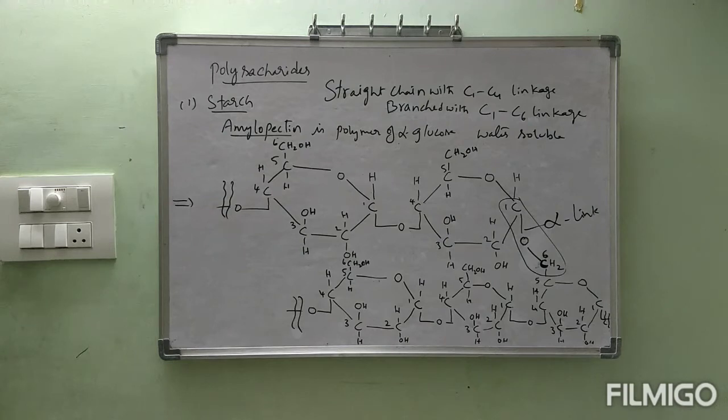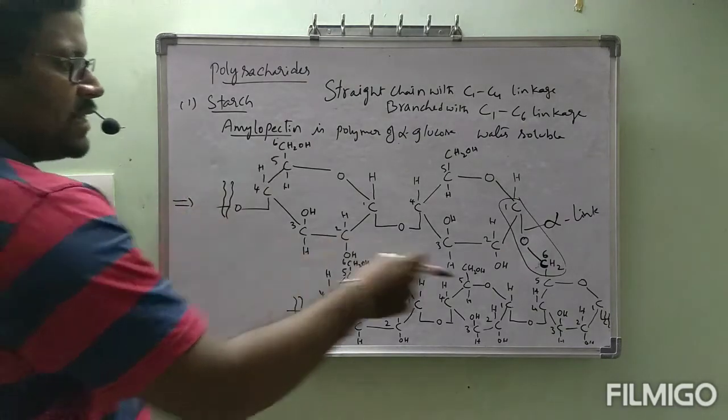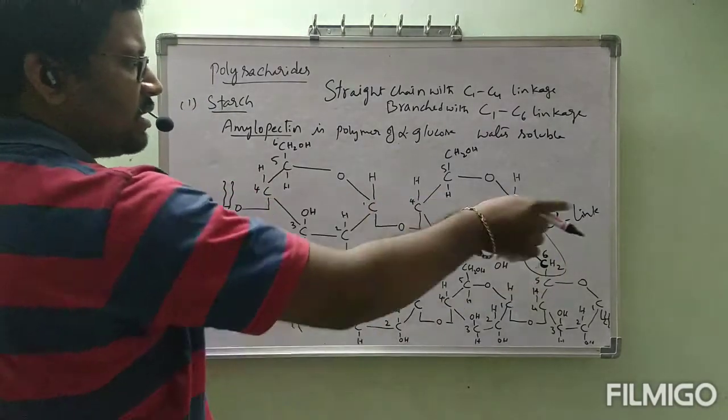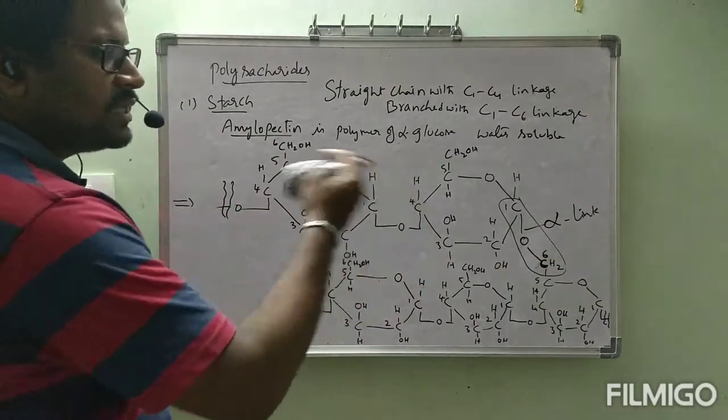Okay? Next, the second side heading, that is cellulose. Why is this called alpha linkage? These are all alpha glucose molecules. That's why that is called alpha link.